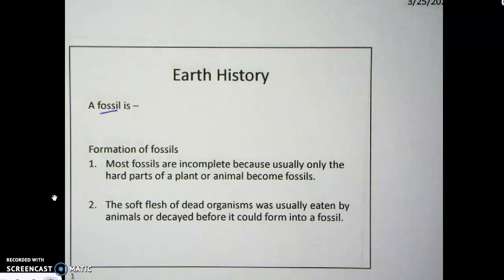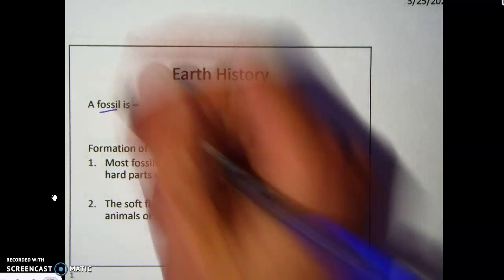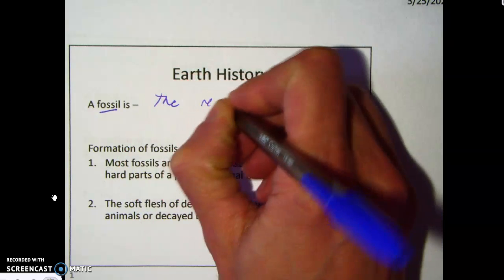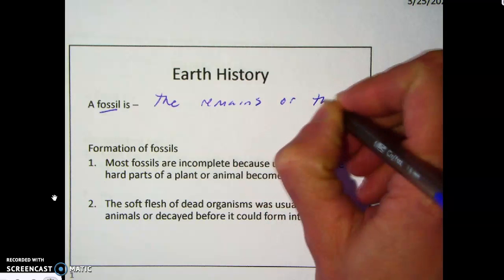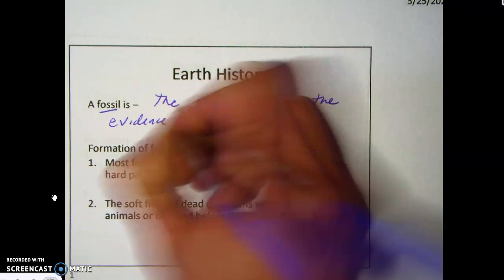Like, for example, would a mummy be a fossil? Would an ancient artifact, like perhaps a spear point or something like that, be a fossil? And that's where things get a little bit less clear. So we can define a fossil as saying the remains or the evidence of a living thing.